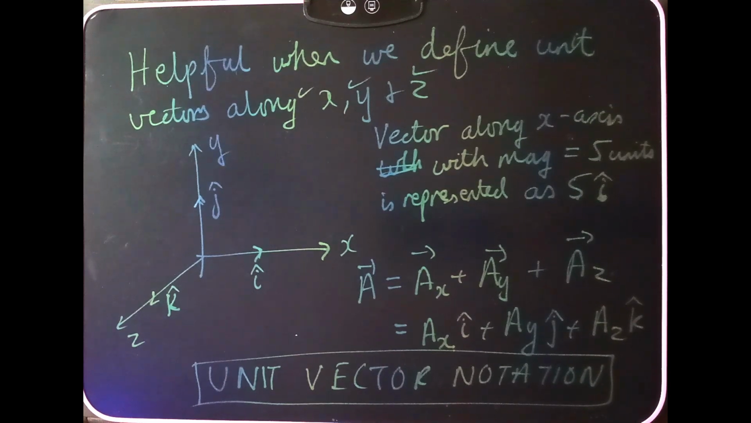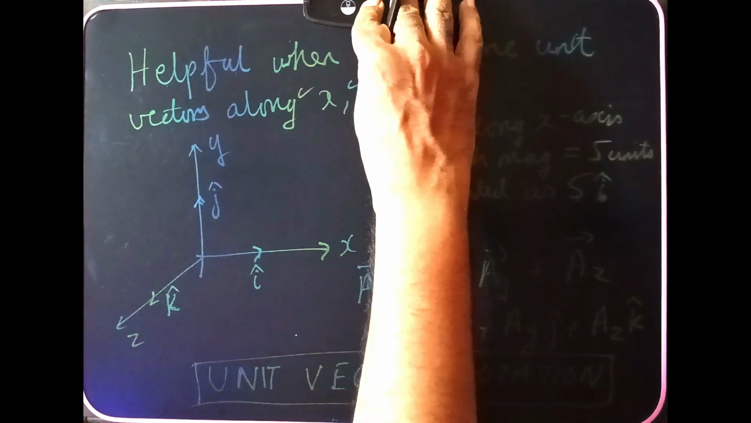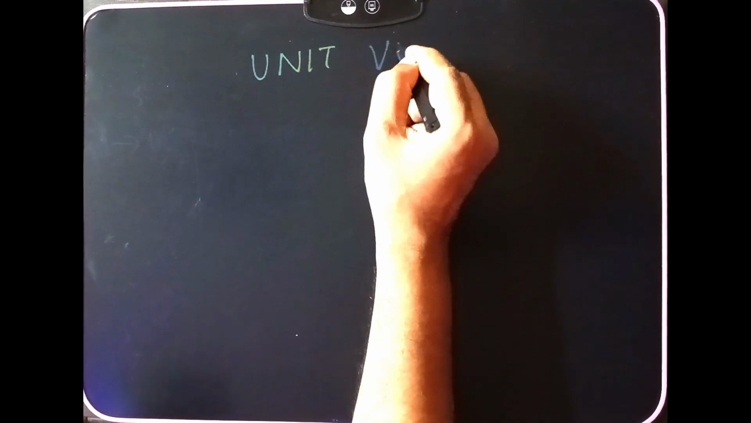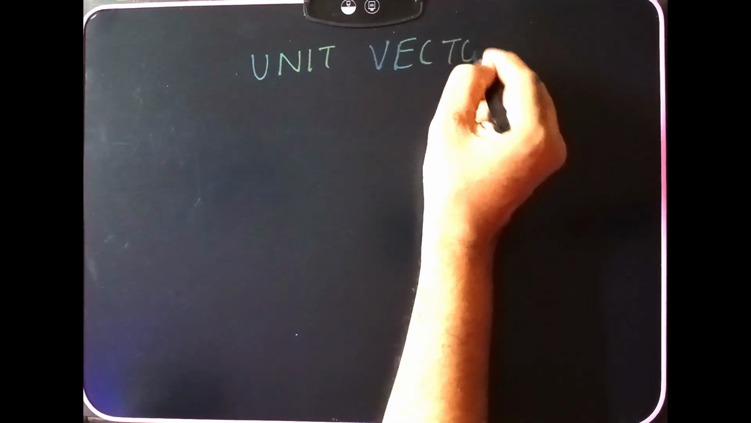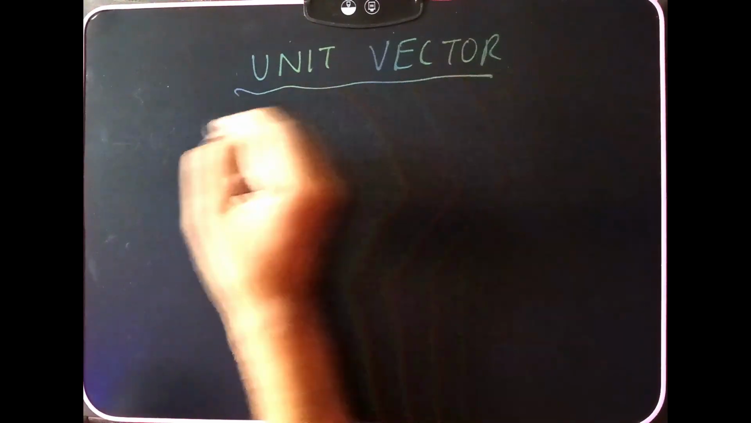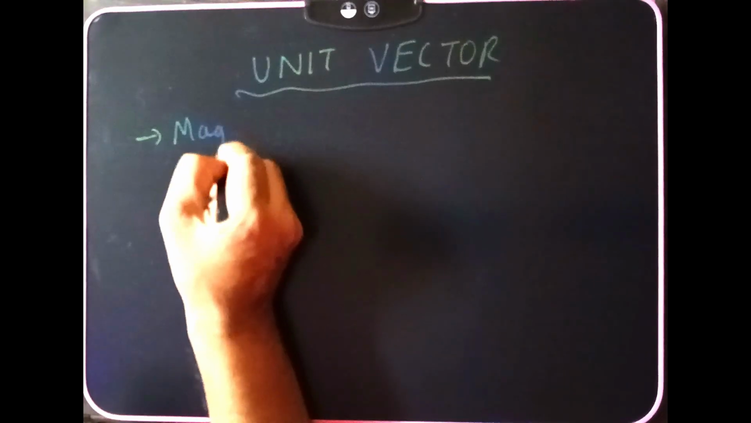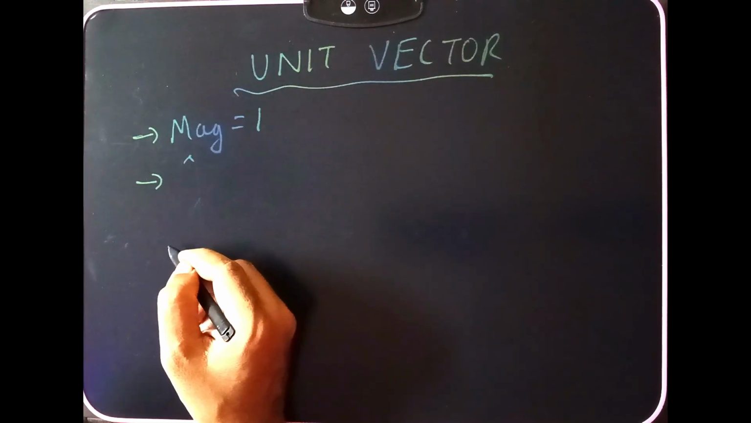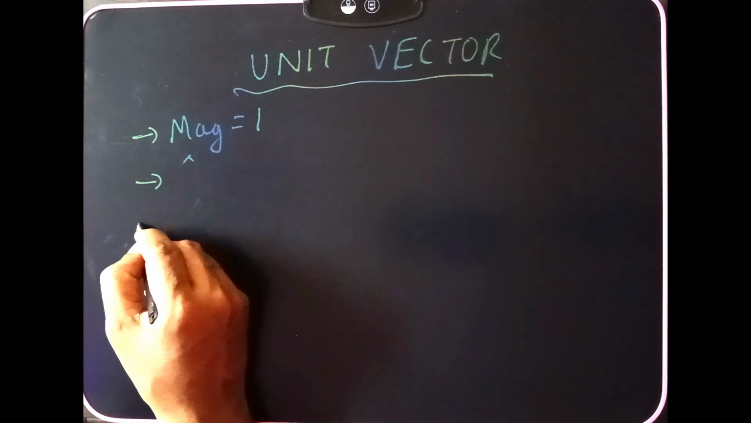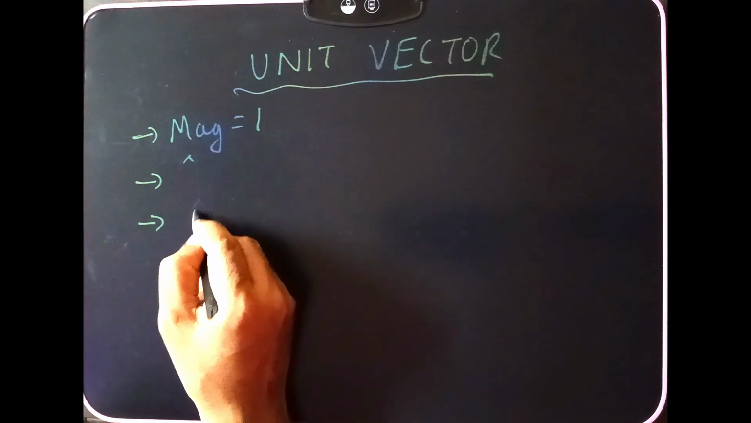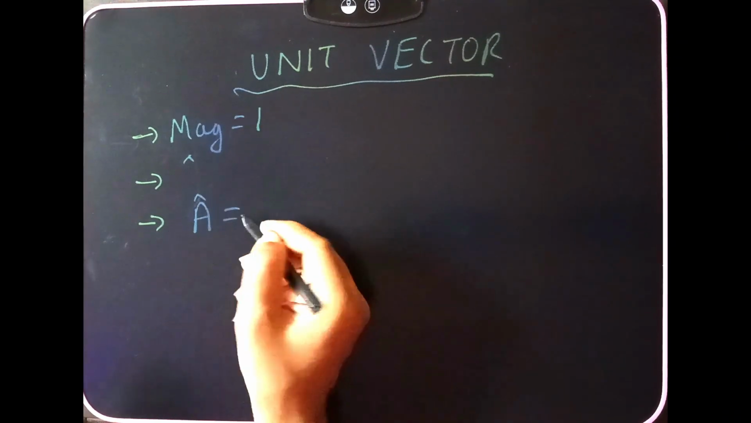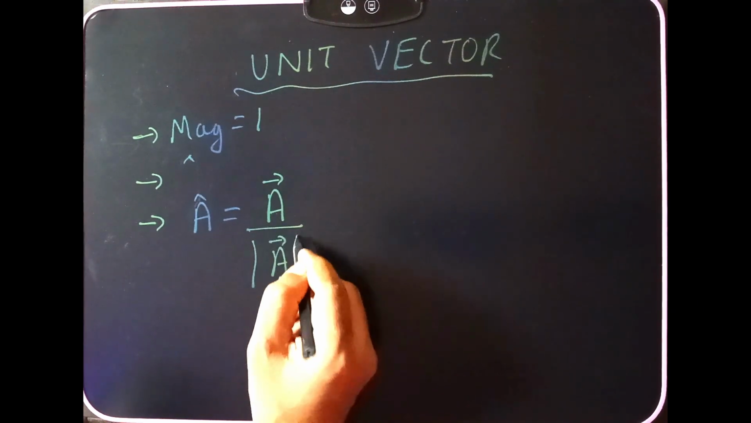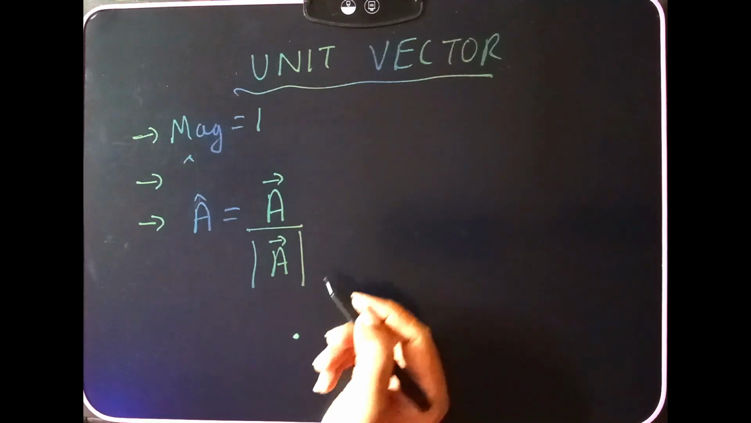So this is about unit vectors. Let us summarize it. What did we study? We studied unit vectors. What is a unit vector? A unit vector has magnitude equal to 1, and it is denoted with a cap sign. The unit vector is defined as vector A divided by the magnitude of vector A.